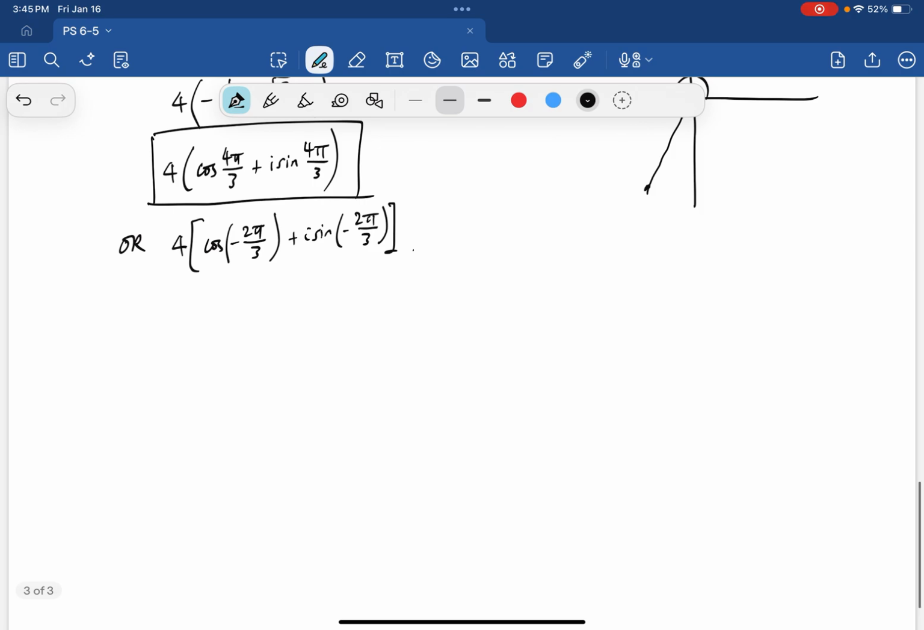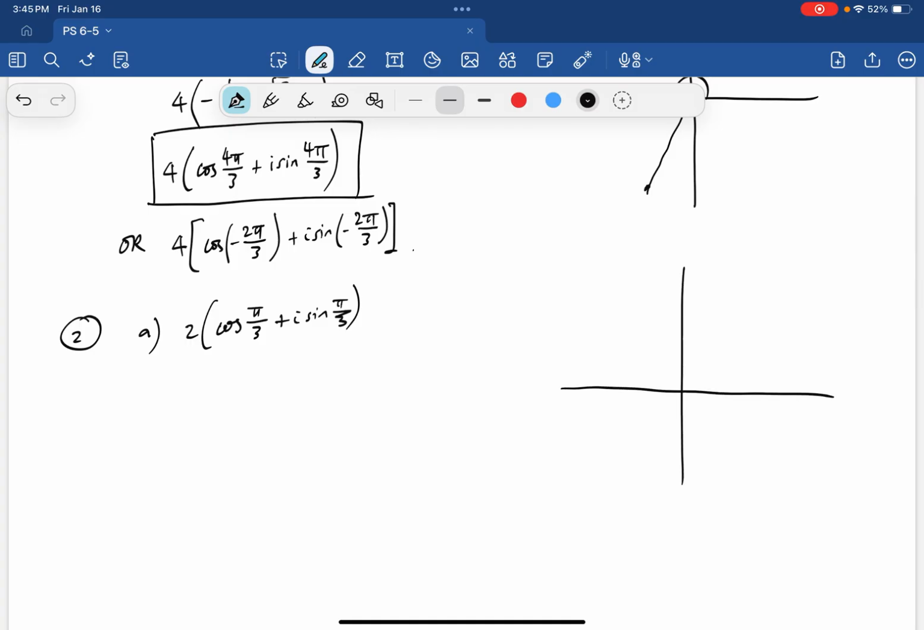Let's go to question 2. We just have to write these in standard form, which is not hard. We just calculate those trig functions. So 2 cosine pi over 3 plus i sine pi over 3. Might be helpful to first plot it, since we're given the angle and the radius. It's going to be right here, right? Now evaluating this, we have 2 times 1/2 plus root 3 over 2 i.